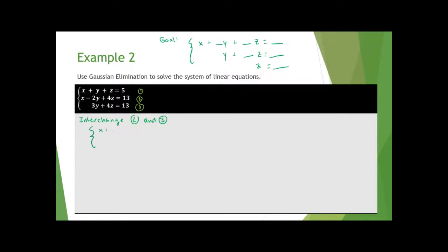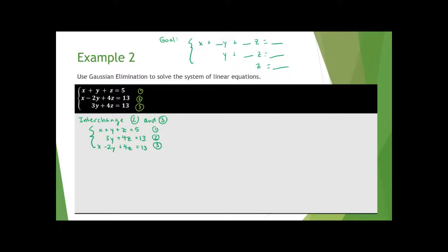The first row is unaffected. And then my second row is now 3y plus 4z equals 13. And then my last row is x minus 2y plus 4z equals 13. So I'm trying to form this little stair step. Each time, I have a new row 1, 2, and 3, because I'm always going to refer to these by their order. So the equations are different, but it's referring to the rows.